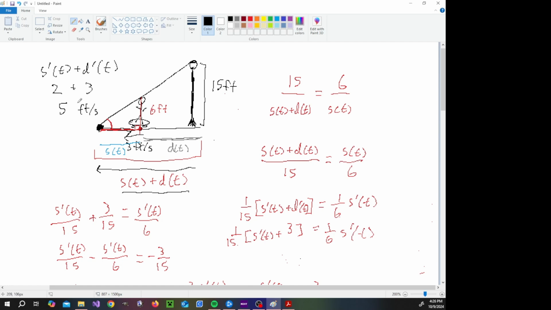Very nice. So this problem ends up not being too bad as long as we make the very important recognition that these are similar triangles that are sitting inside of each other. Okay, very good.